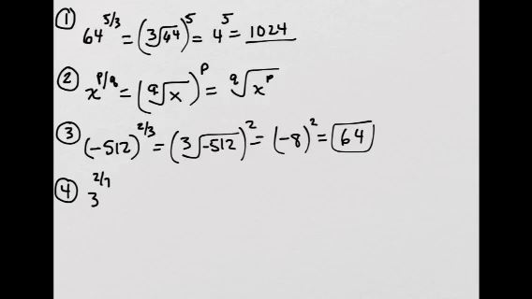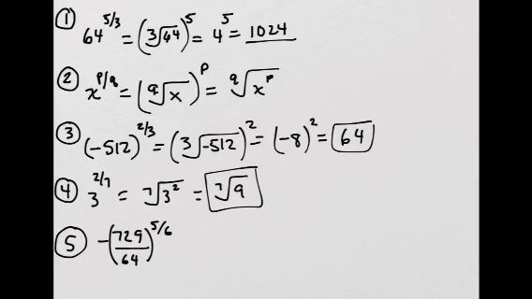So for number 4, we're doing the 7th root of 3 squared. So 3 squared is 9, so the 7th root of 9. And we cannot simplify it anymore unless we use a calculator. So we'll just leave it like that.